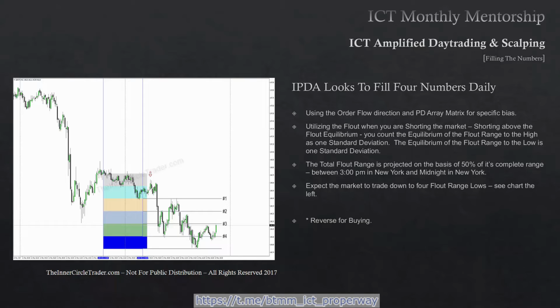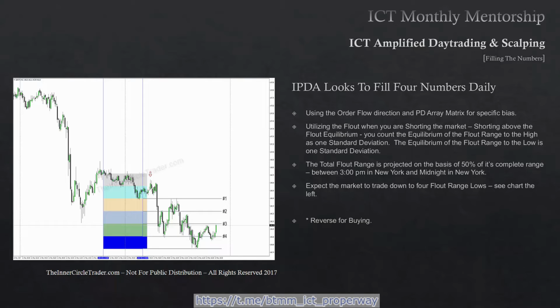But we take that total range, its entire range from 3 p.m. to midnight New York time, whatever that range is, find out what the middle of it is, or equilibrium, or basically find the mean threshold of that total range. What you end up with is 2 new ranges, but one of those ranges equates to 1 of the numbers that would be used for flout. You expect the market to trade down 4 flout ranges in the form of a low.